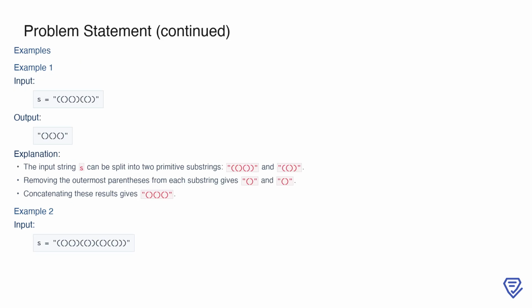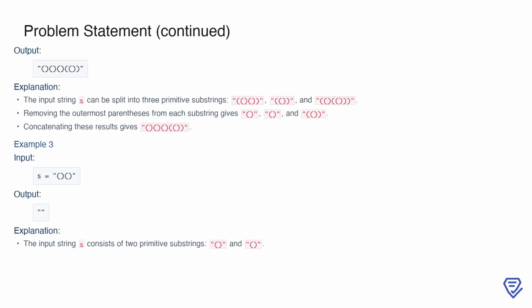Let's look at some examples to understand the problem better. In the first example, the input string S is given. This string can be divided into two primitive substrings, and for each of these substrings, we remove the outermost parentheses. Removing the first and the last gives us one result. Similarly, removing the outermost parentheses from the second also gives us a result. When we concatenate these results, we get the final output string, which is our answer.